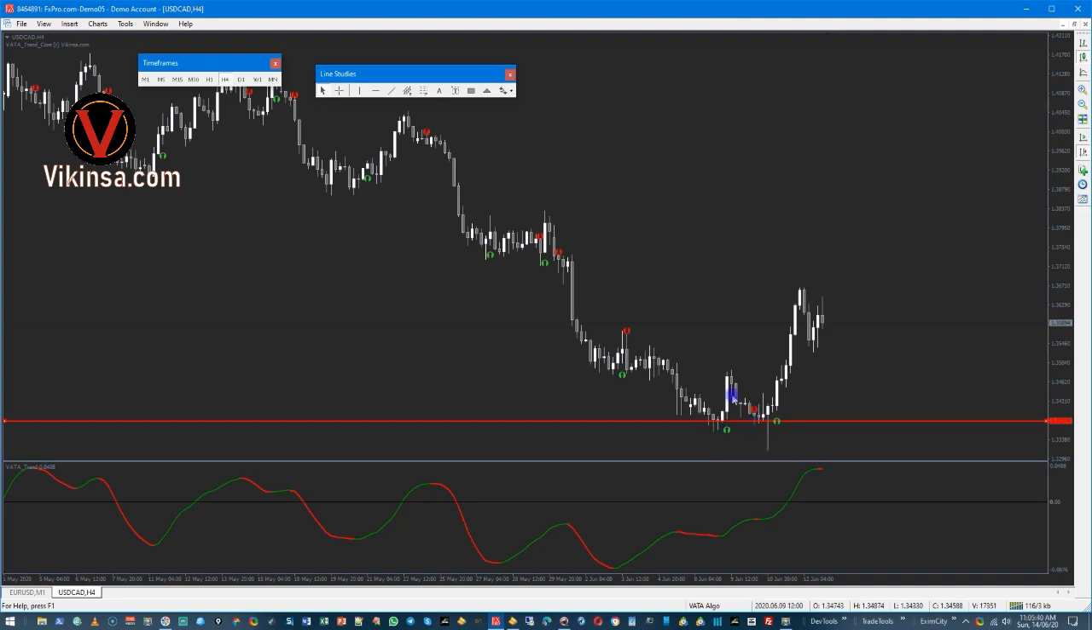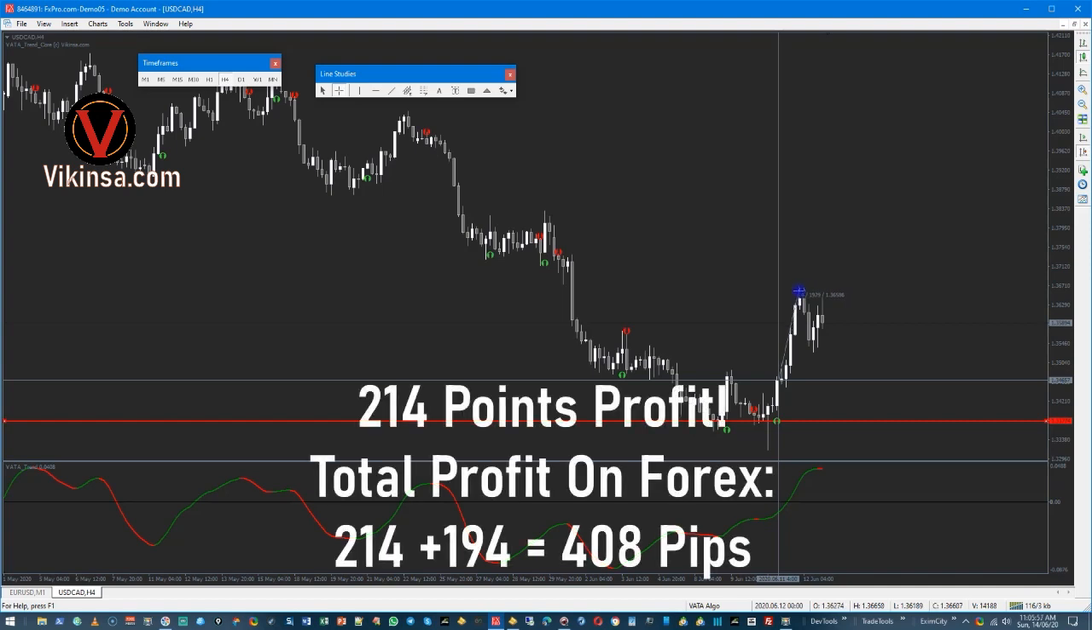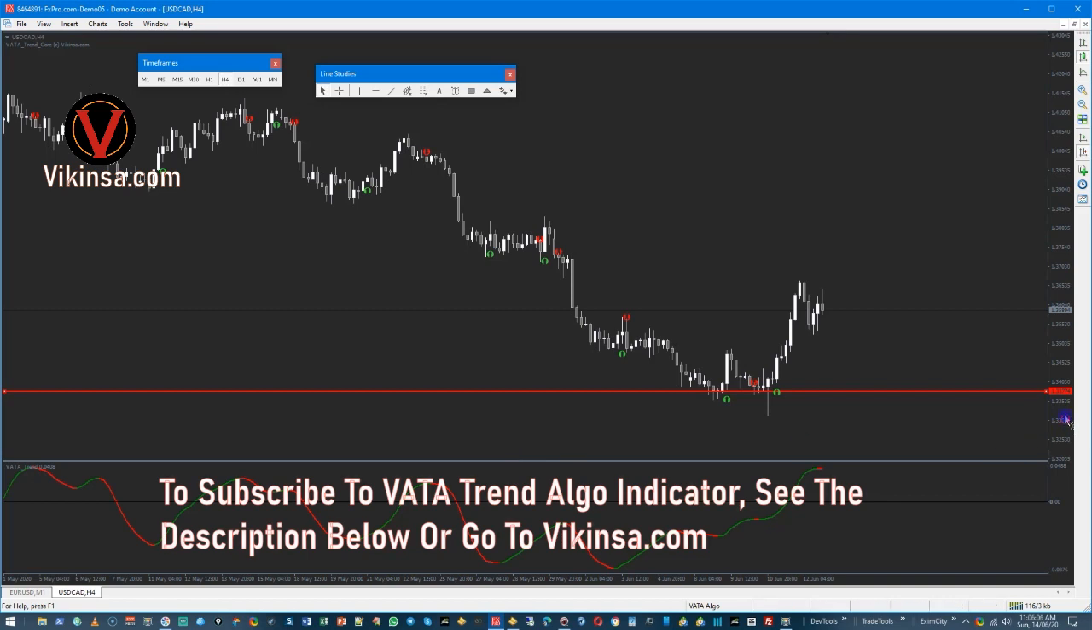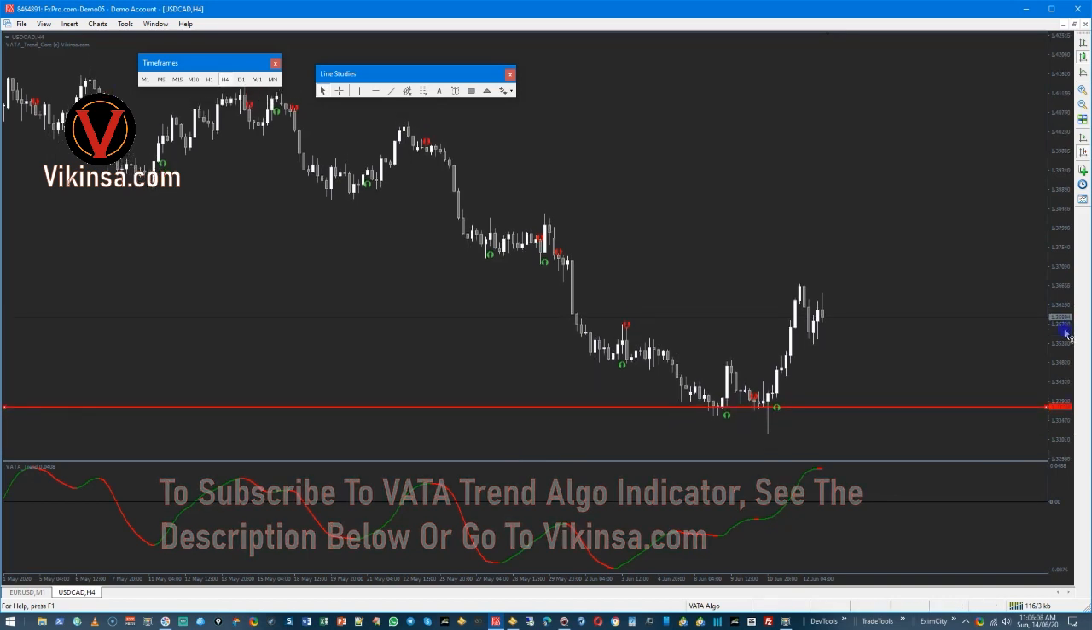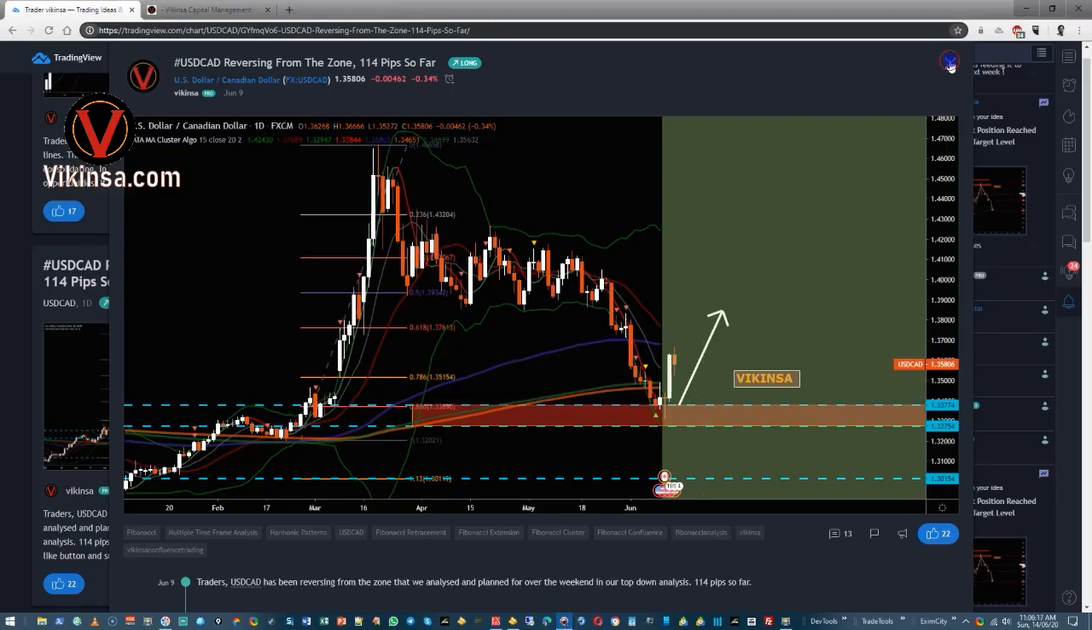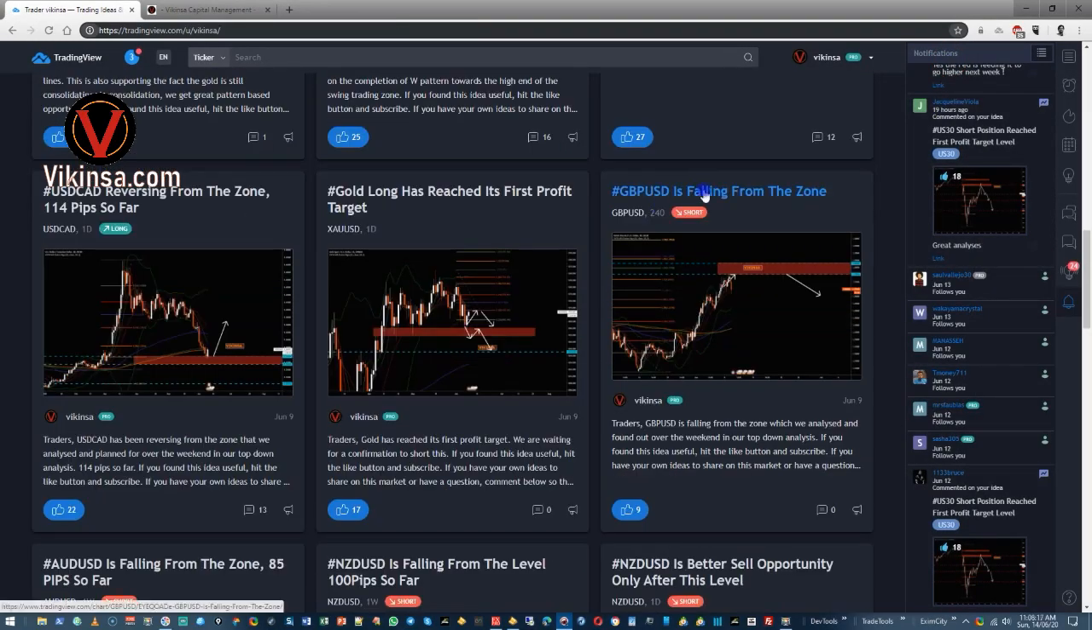I would have stayed long from here, or I could have actually entered in here, or I could have entered the first position and then built up the second position right there. And if you had entered, let's say from here, you could have made very easily 200 pips or so. This is near about 194 pips. So this was a very easy kind of trade. All you have to do is just follow the analysis. You need to have a solid analysis. Either you do it yourself or you follow someone, and then you use the VATA Trend Algo to choose the direction in which you want to trade. Okay, so that's USDCAD. Let's look at GBPUSD.